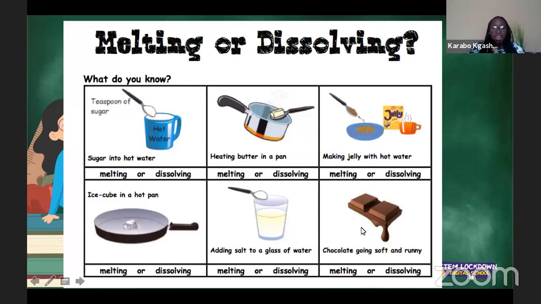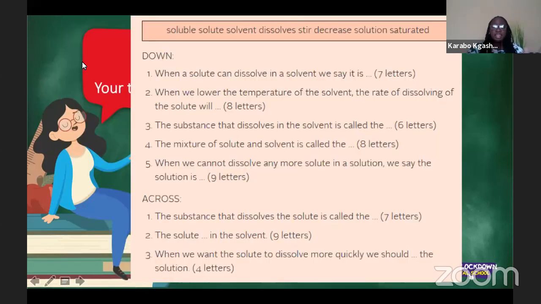Well done, guys. And the last one, chocolate going soft and runny, melting or dissolving? All right, yes, it is melting. Oh, you guys are amazing. So that is definitely chocolate going soft and runny is melting. All right, so you guys clearly understand the differences between melting and dissolving. Well done. All right, let's try this activity now together.